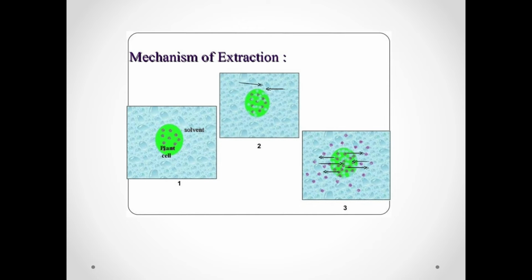In the third step, we can see that the drug is converted into a solution and moves outside, that means into the solvent. So this mechanism of extraction is called mass transfer. It is called mass transfer because in this mechanism the active constituents present inside the drug get converted into solution and move towards the solvent. So this is the mechanism of extraction.